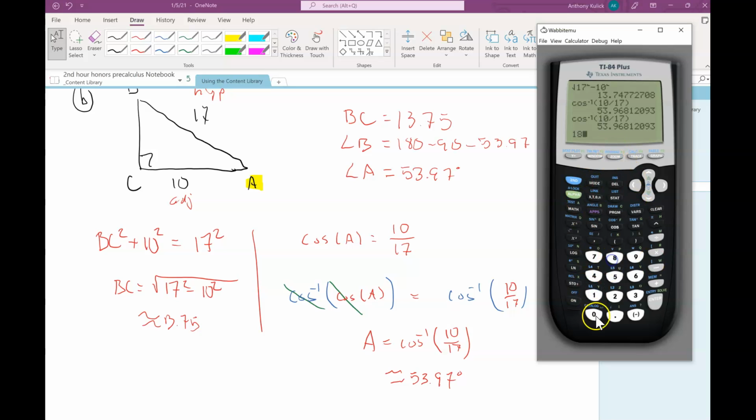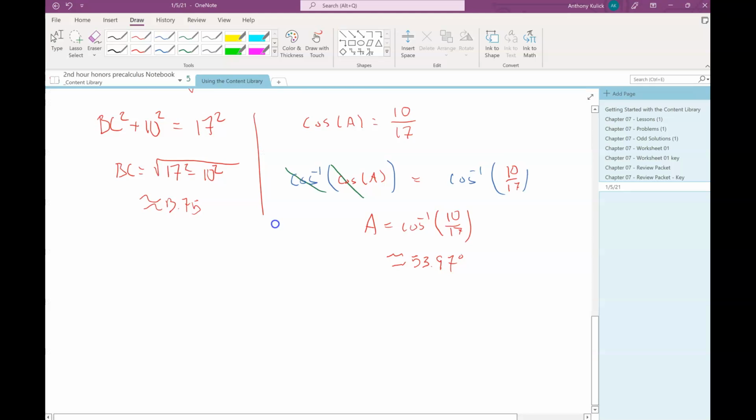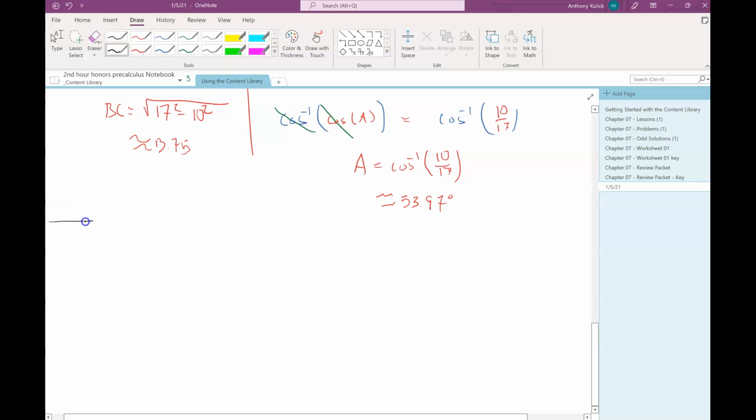Fiddlesticks, I pressed the wrong button there, didn't I? There we go. 3603. Cool. Any questions on what we've done here? Pretty straightforward, right? Okay. It should be, because this was all geometry topic.